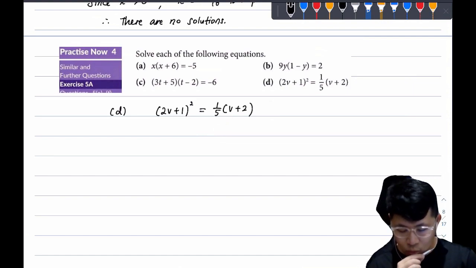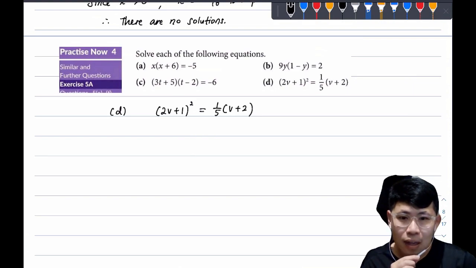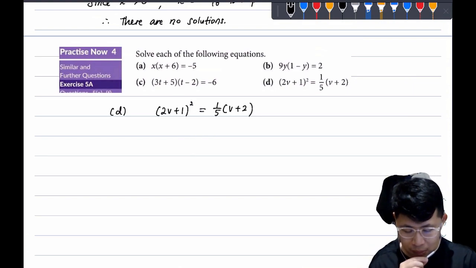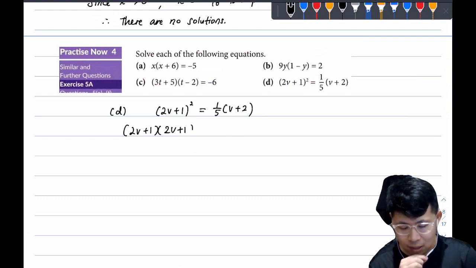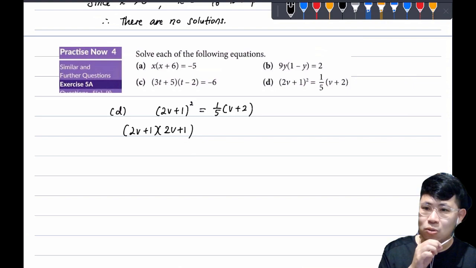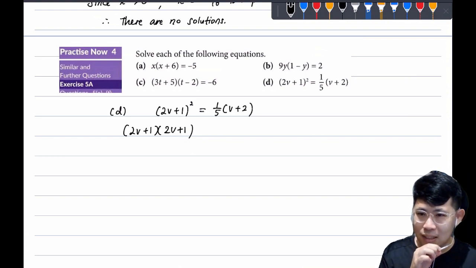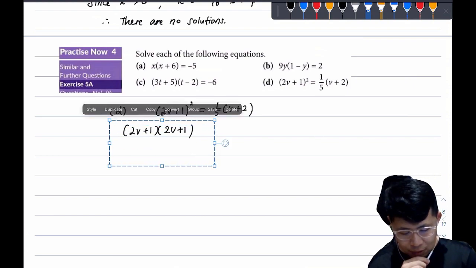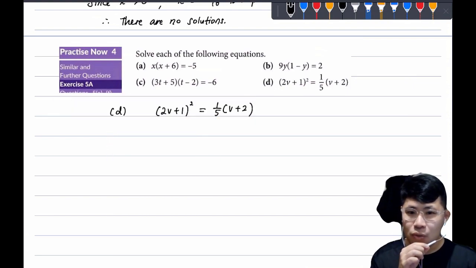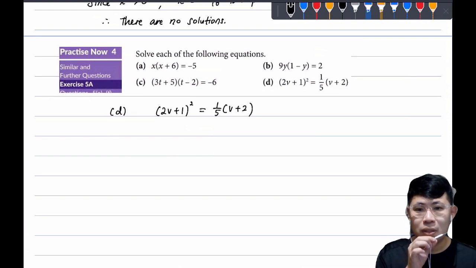So over here, (2v + 1) squared. Now you can expand this slowly as (2v + 1)(2v + 1), because it's squared, right? You can expand it to be 4v squared plus 4v plus 1, right? However, because we have learned the identity from the previous chapter, for me it's faster to use the identity, right?